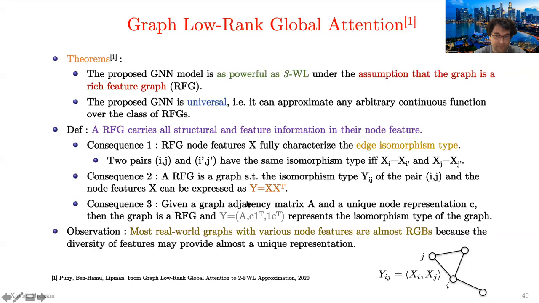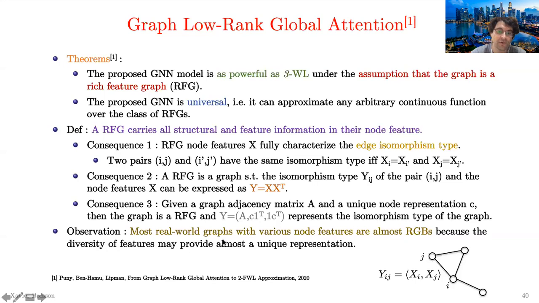And if you have any adjacency matrix A and a way to have a unique node representation C, then you can show that this matrix Y represents the isomorphism type of any graph. But you need a unique node representation, which is sometimes very hard to get. So why do we make this assumption? Because in most real world graphs, like an e-commerce graph, you usually have a lot of features for each product, for example. And because you have a lot of features, they have enough information about the graph structure. So I think it's a good assumption for real world graphs.